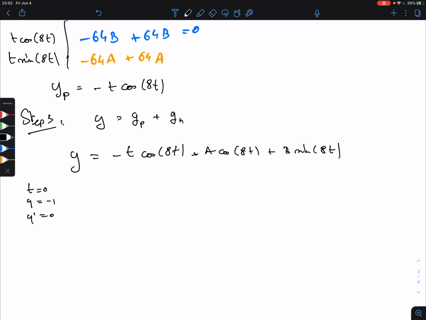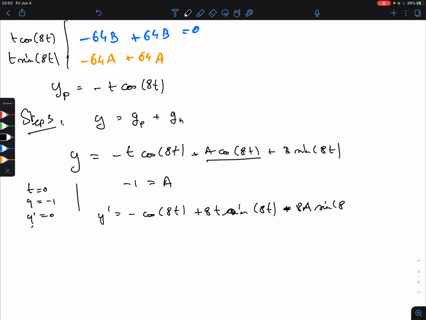The only thing that survives is this term, so that is a. So a is negative 1. And then the derivative, okay, we have to take the derivative here. Y prime is, well, there's a product rule again, minus cosine 8t. The derivative of cosine is minus sine, so it is plus 8t sine 8t. Then the derivative of that is minus 8a sine 8t. And the derivative of sine is cosine, plus 8b cosine 8t.